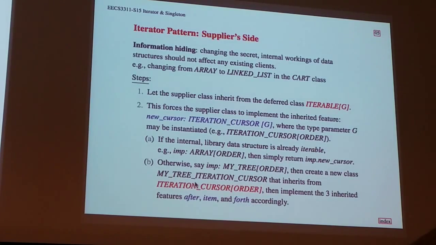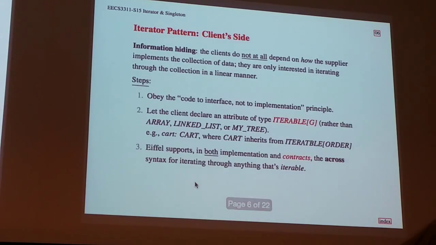Okay, so these are the two possible implementations here, and if you want to go for solution B, because you simply cannot reuse the existing implementation from the library type, then you actually have to implement the after, item, and forth features yourself. Okay, just two possible solutions. It's more fun to actually look at how the clients can write a contract with each one.